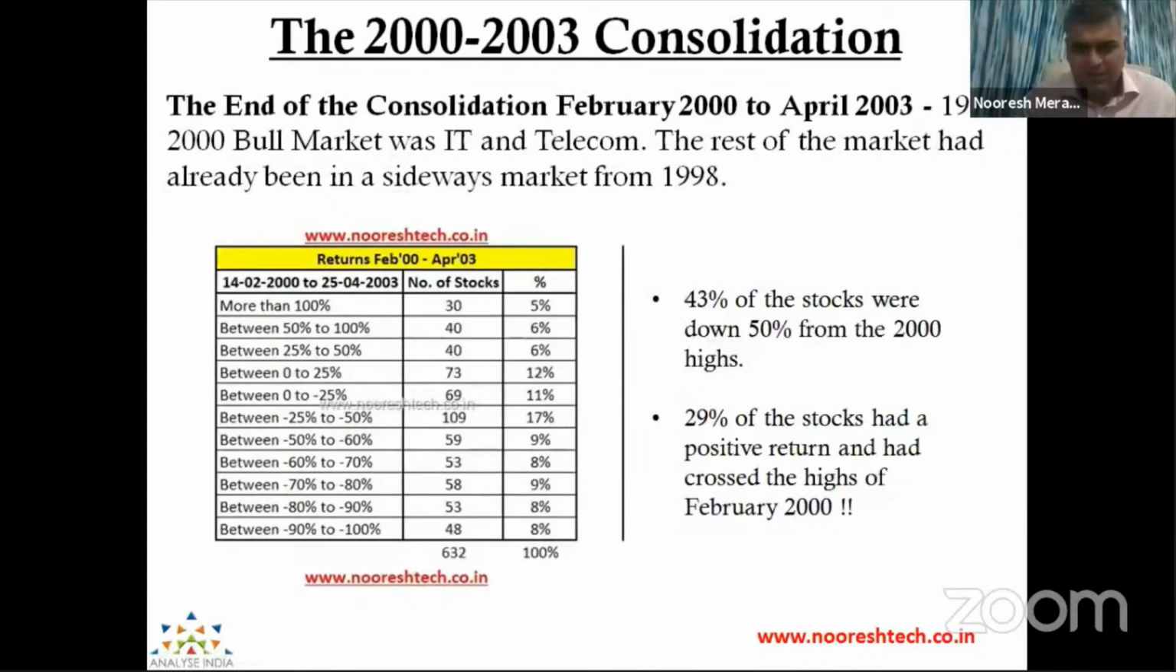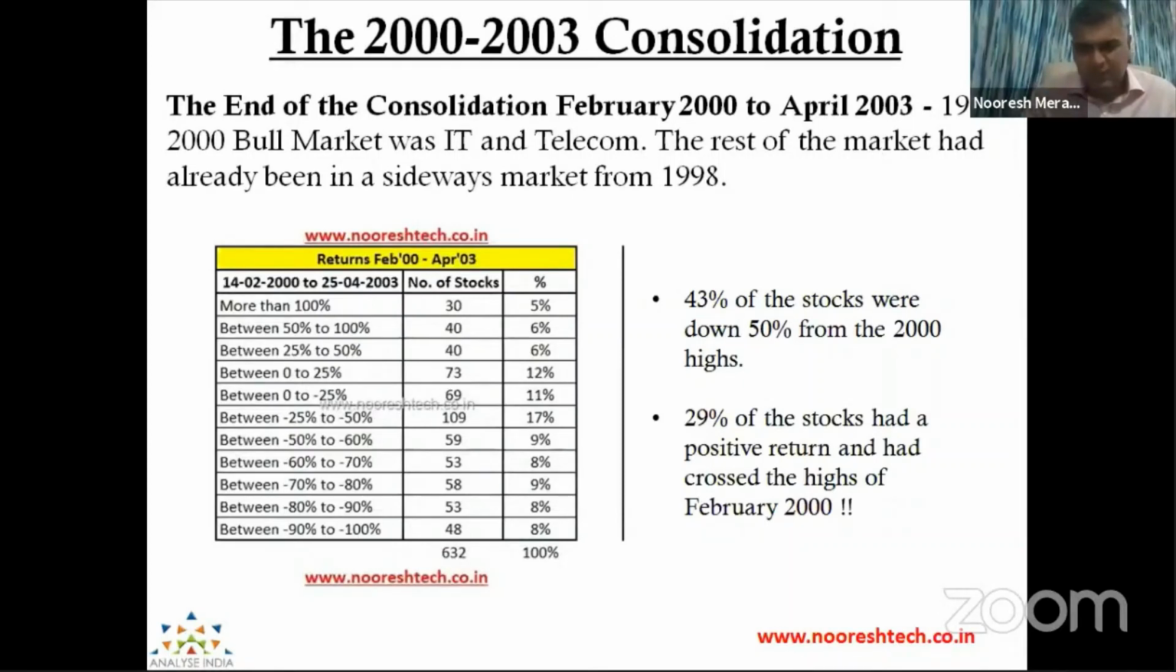Now, by end of the consolidation, from the top of February 2000 to April 2003, what we see is now only 43% of the stocks are down 50% from the top. But in that period, almost 29% of the stocks had a positive return and had crossed the highs of February 2000. So this is very interesting. You peaked out in 2000. In 2003, the index is still down almost 50% from the highs, but almost 30% of the stocks have a positive return, which I mean to say is you've actually crossed the equivalent of 6,000 Sensex, whereas the Sensex continues to remain at 3,000.